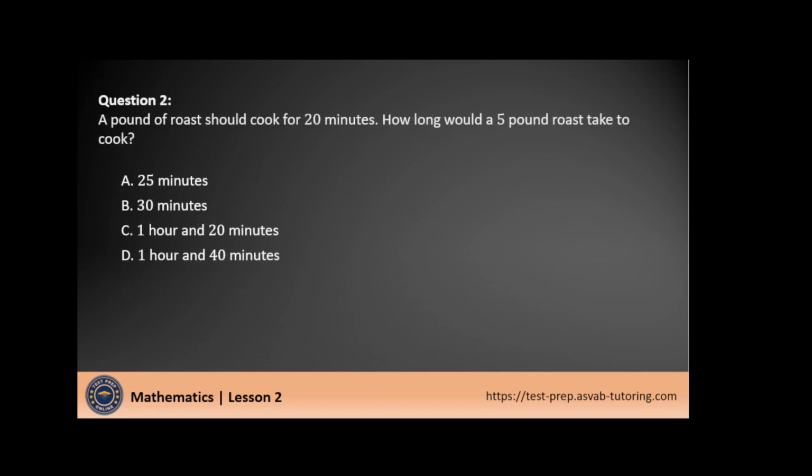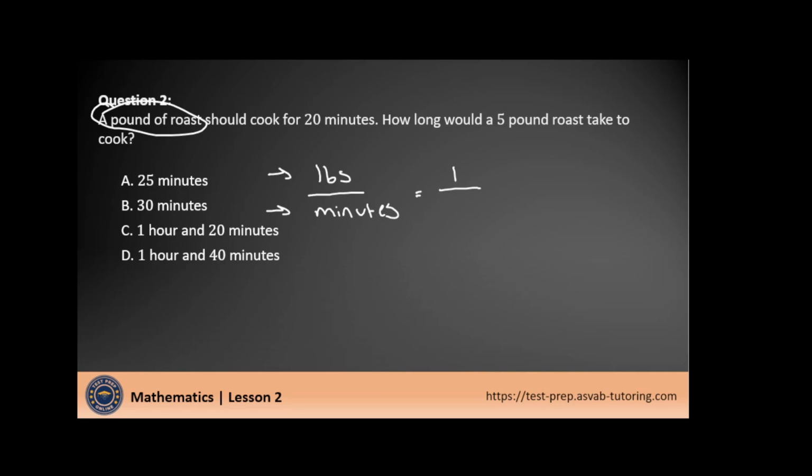Question 2, a pound of roast should cook for 20 minutes. How long would 5 pounds of roast take to cook? We'll set this ratio up using pounds over minutes. A pound of roast means 1 pound. We had pounds on the top here, so the top of both of our fractions is going to be pounds, and the bottom of both of our fractions is going to be minutes.